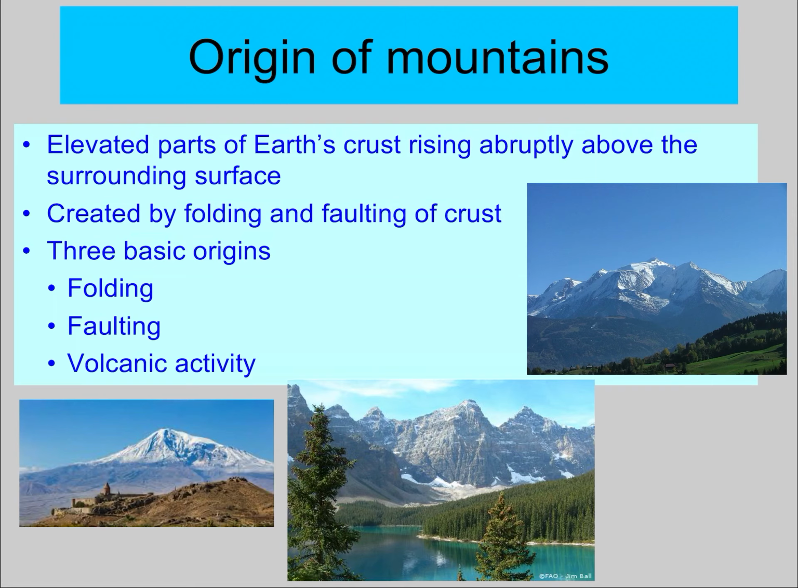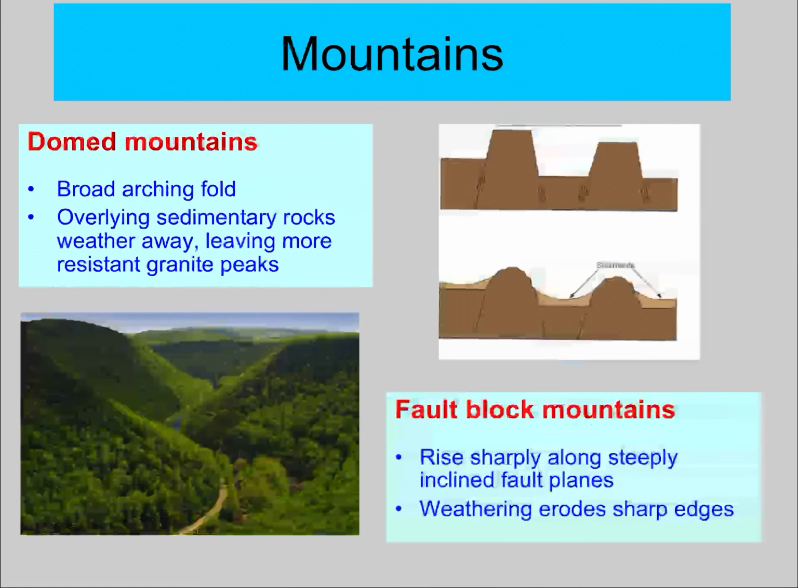These are all pictures of mountains. You have isolated mountains here on the left, chains of mountains on the right, which are based on the different formation types. So domed mountains are going to be the first kind we'll talk about, which is down here in the pretty green image at the bottom left-hand side.